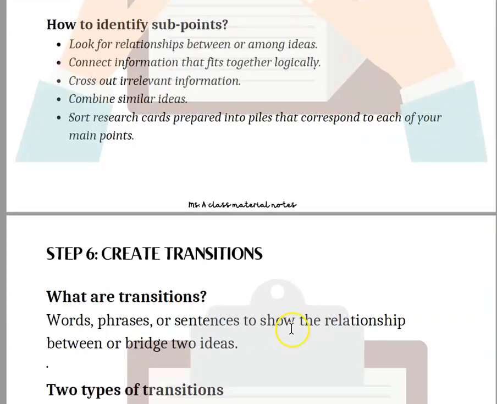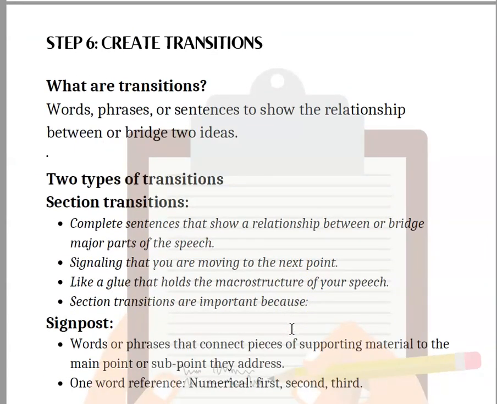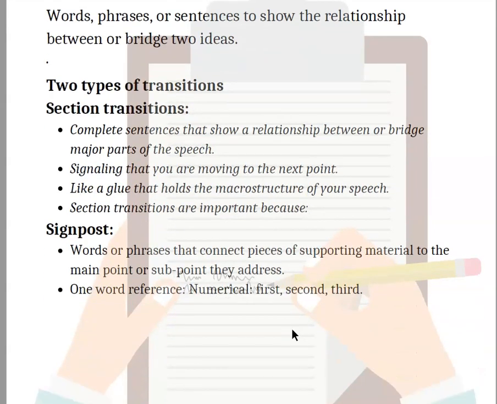All right. Now, the final step is to actually create transitions. Transitions here help you to create a smooth flow in your speech. So there are two types of transition. First is section transition, the second is signpost. Section transition helps to create a smooth flow between your macro structure, while signposts help you to create a smooth flow within the micro structure, which is the details.